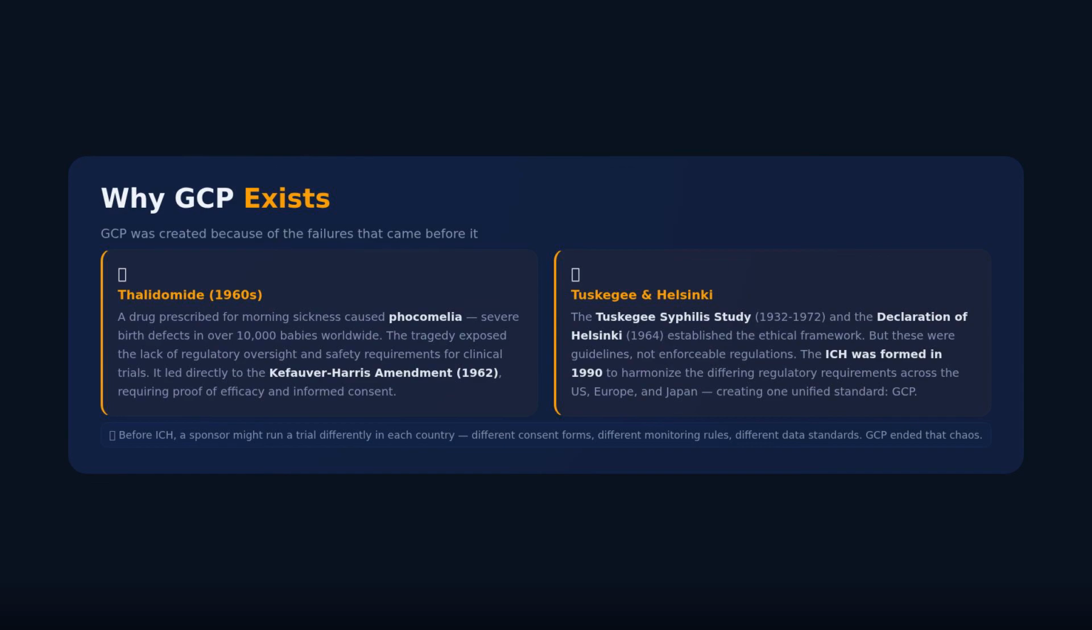The ICH was formed in 1990 to harmonize differing regulations across countries. Before ICH, a sponsor might run a trial differently in each country. GCP ended that chaos.